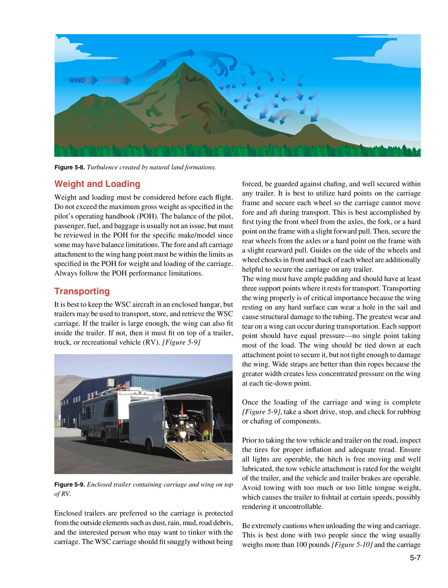Transporting. It is best to keep the WSC aircraft in an enclosed hangar, but trailers may be used to transport, store, and retrieve the WSC carriage. If the trailer is large enough, the wing can also fit inside the trailer. If not, then it must fit on top of a trailer, truck, or recreational vehicle, RV.